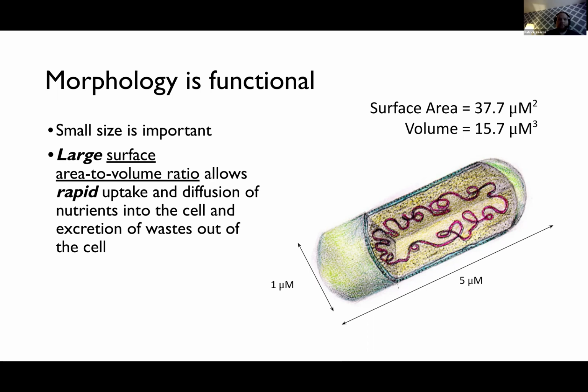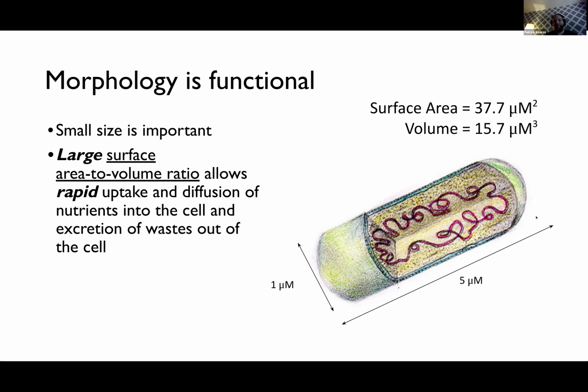So why does that matter? Why does having more surface area to volume matter? Well, what physics tells us is that by having that ratio be in favor of surface area to volume, it allows for the rapid uptake by diffusion, so movement of things from a concentration of high to low, for diffusion of things into the cell and the excretion of waste out of the cell, or the excretion of anything out of the cell. If this ratio was flipped, if bacteria had a higher volume than they did surface area, they would not be able to uptake and excrete things as fast.